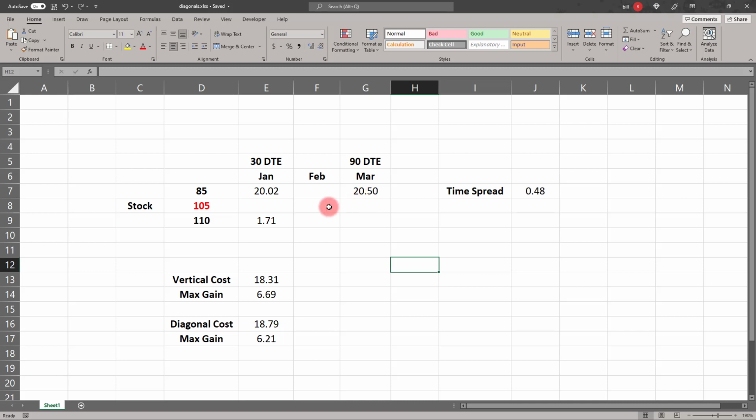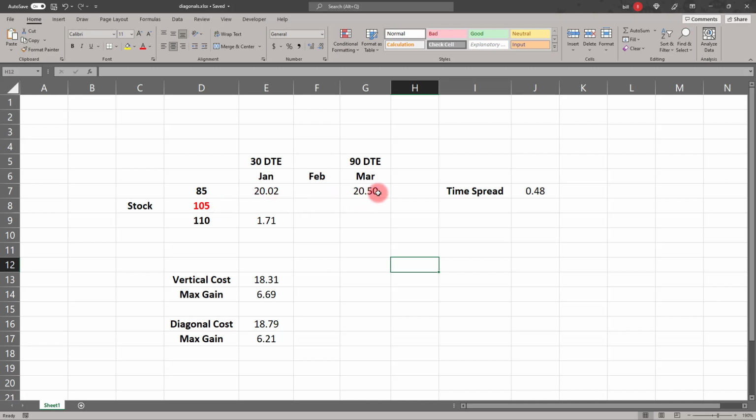So in this example, I've started with a stock price of 105. That's why it's in red. Now, a lot of times what traders do is they like to buy a deep in the money call as part of their diagonal spread, and they'll say, well, I want it to behave like stock. And this is sometimes why it's called a stock replacement diagonal spread, or sometimes people will call it a call-on-call covered call. It goes by a lot of different names.